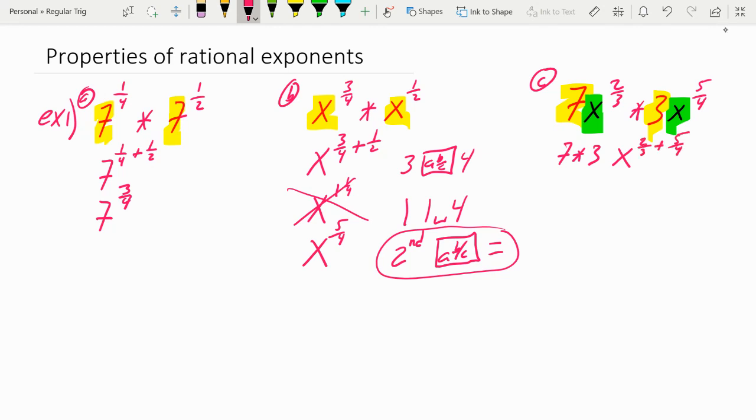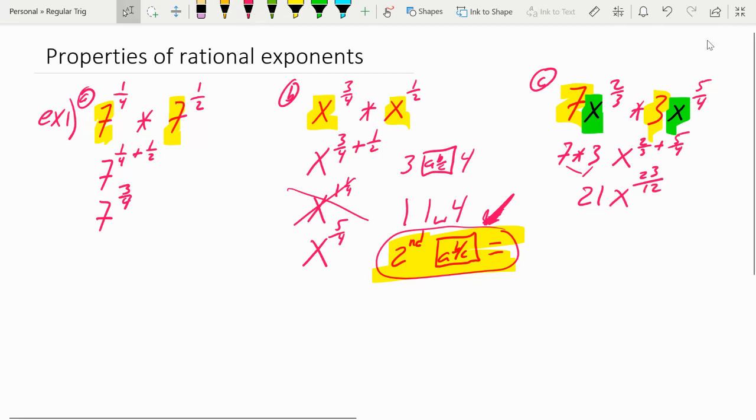So 7 times 3 gives me 21. And then 2/3 plus 5/4. Remember, I'm going to have to do this on the calculator. Make sure you know how to do this, because when you type 2/3 plus 5/4, you're going to get 23/12. Okay. Hopefully you're good with when the bases are the same. Here, let me write in a different color. Here, these were the same base.